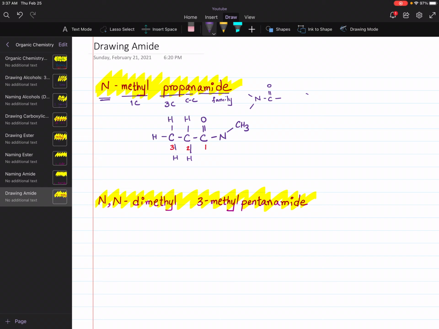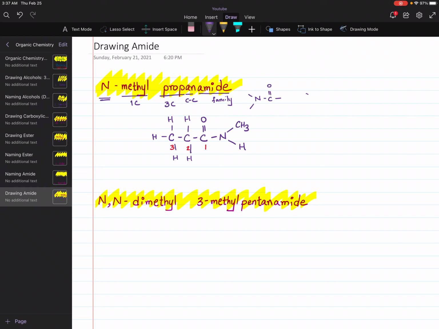So that was the carbon. What about the nitrogen? Nitrogen does not have a bonding capacity of 4. It has a bonding capacity of 3, so it needs to have 3 bonds in the molecule. If you look at the molecule, it already has 2, so it would need 1 more bond with a hydrogen. And that would be N-methyl propanamide.